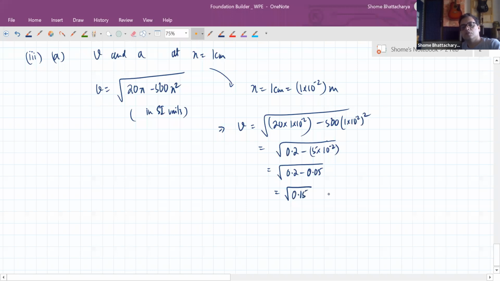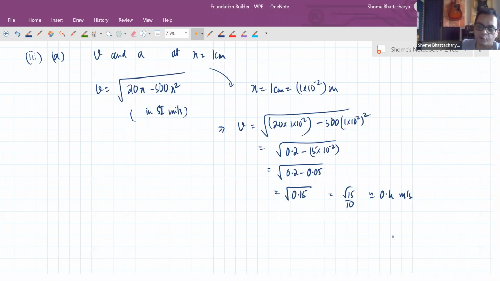Okay. So that is going to be very nearly 0.4 meters per second. Something slightly less than 0.4, something like 0.398 or something. Sorry, 0.38. Actually 0.39.